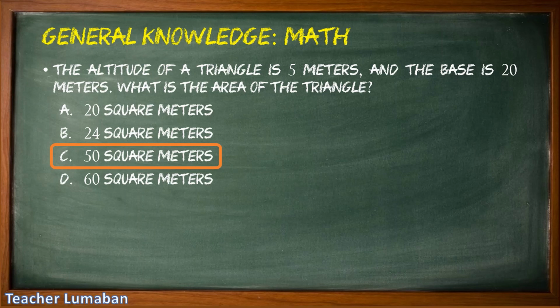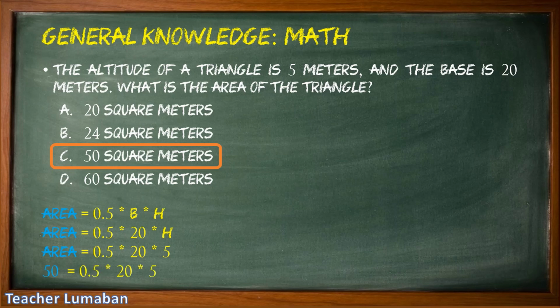The area of the triangle is 50 square meters. To get the area of the triangle, area equals 0.5 multiplied by b multiplied by h, where b is the length of the base of the triangle. Area equals 0.5 multiplied by 20 multiplied by h, and h is the height or altitude of the triangle. Area equals 0.5 multiplied by 20 multiplied by 5. The result is 50. The area of the triangle is 50.